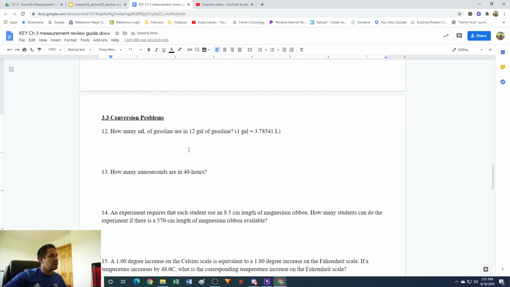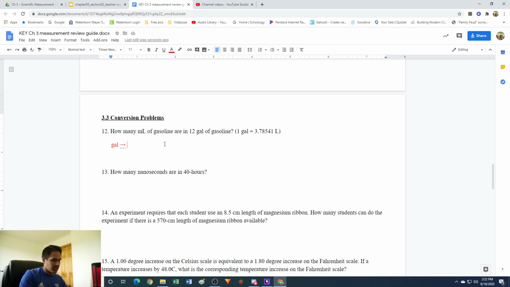All right, 3.3, number 12. How many milliliters of gasoline are in 12 gallons of gasoline? All right, so this problem, we are starting with gallons of gasoline, and we're trying to convert into milliliters. Now, they do tell us that 1 gallon is 3.78541 liters. Okay, so they are giving us a conversion between gallons and liters. However, that doesn't get us into milliliters. That only gets us to regular liters.